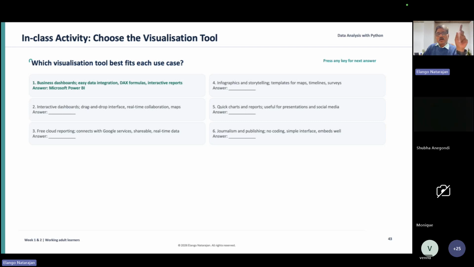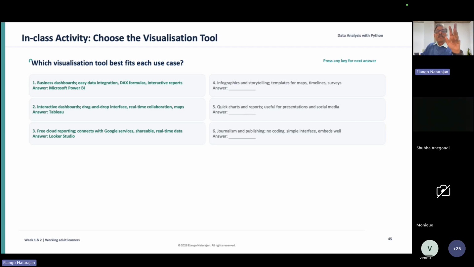In case you don't want to learn Microsoft Power BI and want to stick with Python itself, you can go for Plotly. It's up to you. Then for interactive dashboards, with drag and drop interfaces, real-time collaboration, and maps, you can go for Tableau. If you are aiming for free cloud reporting, that means you want to connect with Google services, share your data with other services, and handle real-time data, you can go for Looker Studio or some kind of tool.